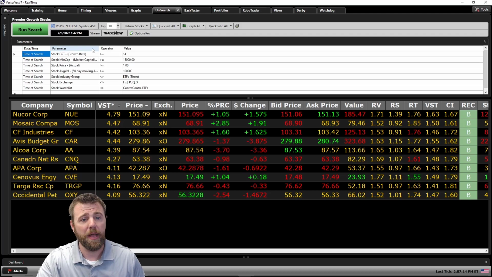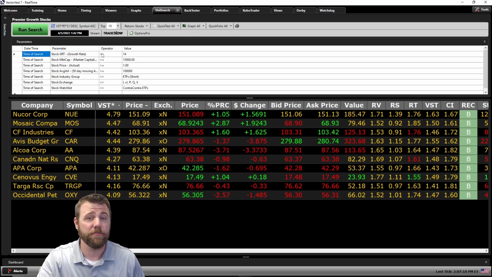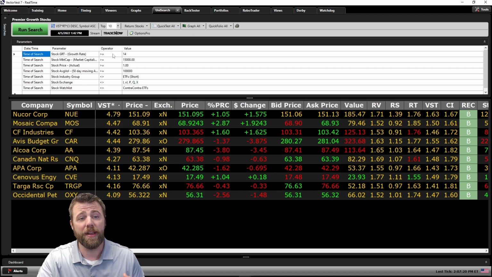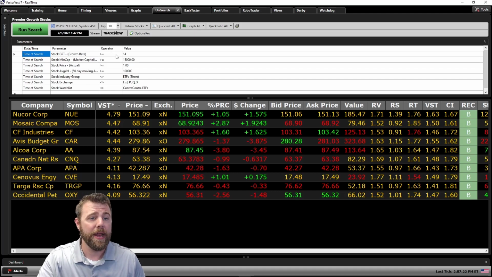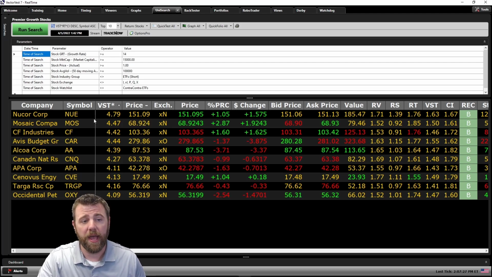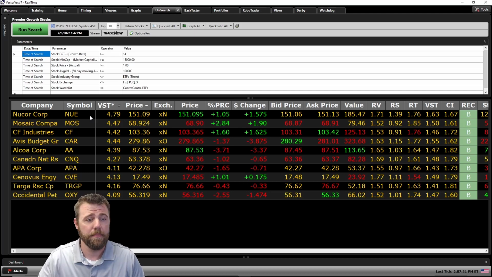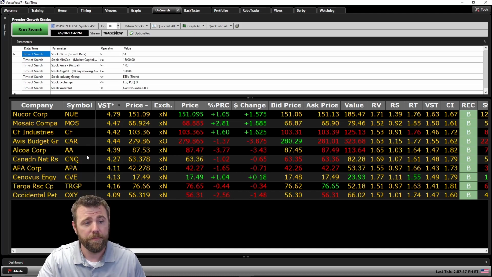But the stocks also have to have a higher market cap and a forecasted earnings growth rate per year of greater than or equal to 14%, and a few other factors here. So looking at some of these ideas, we have NUE, Nucor, which has been a top VST stock for quite some time, Mosaic, CF, Avis, which has made a lot of headlines as of late, Alcoa, CNQ, or Canadian Natural Resources, and a few other popular names that you've probably been familiar with for quite some time.